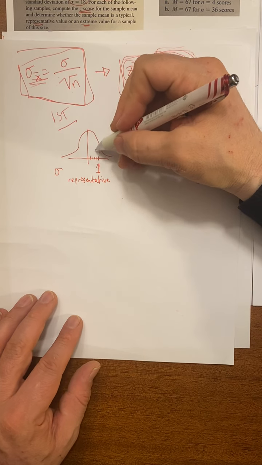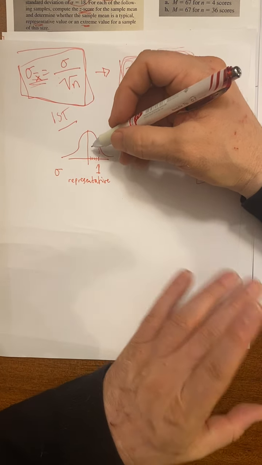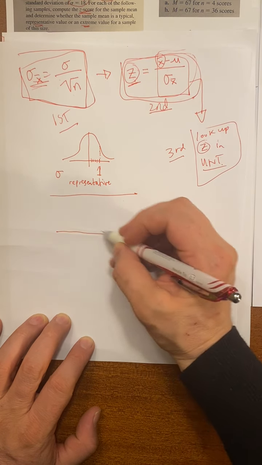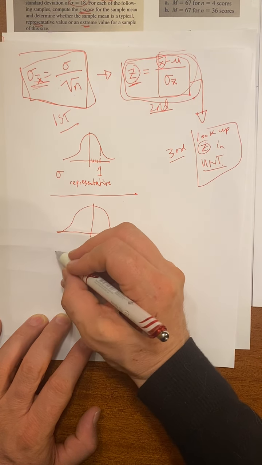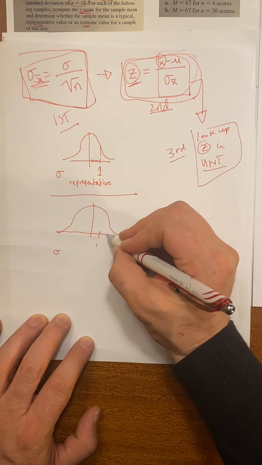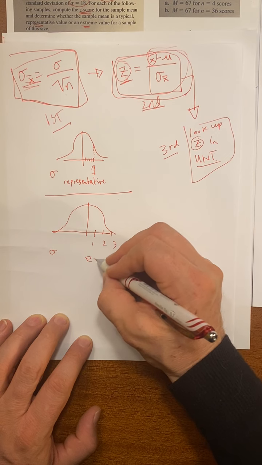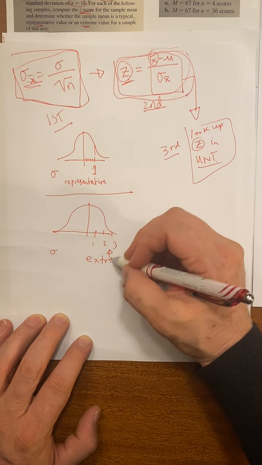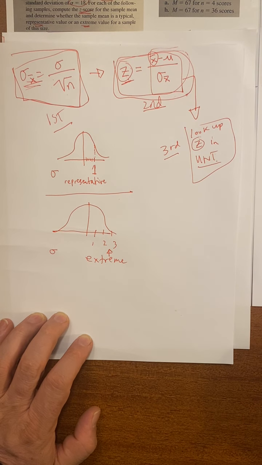Representative in the sense that it is closer to the mean, it more resembles what's going on with the rest of the group. An extreme score would be one where, let's say, you've got your standard deviation units. You go out 1, you go out 2, you go out 3. An extreme score would be a score that's more in this region, right? Towards the tail of the distribution.